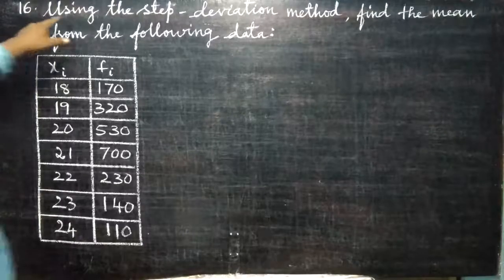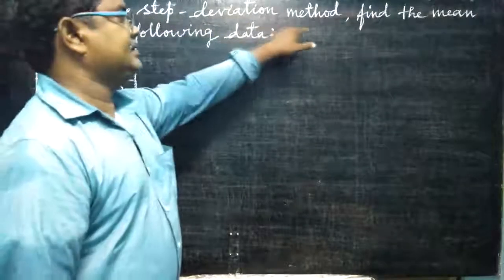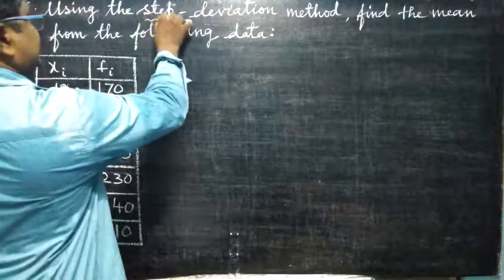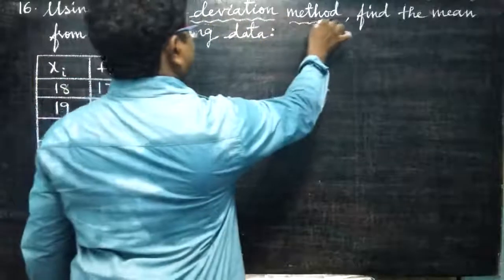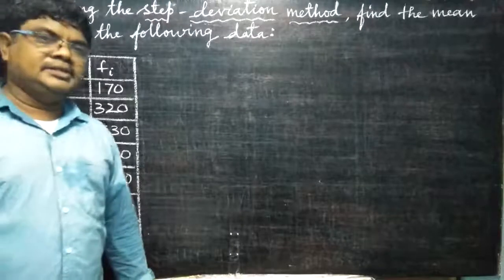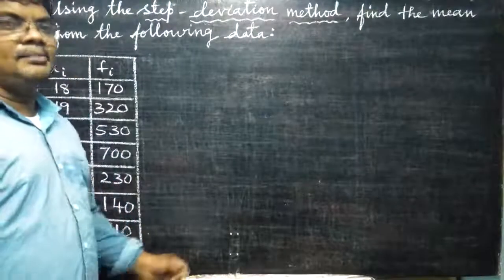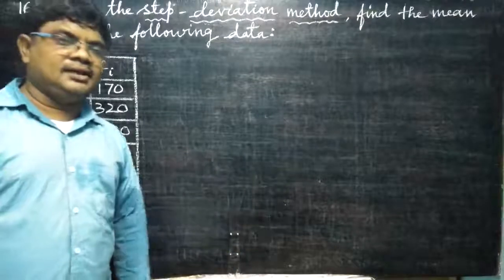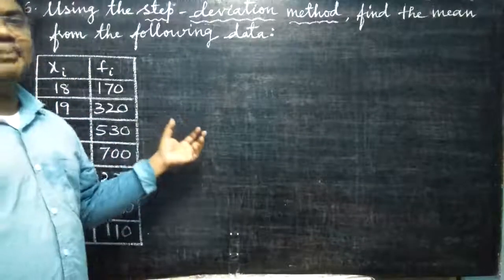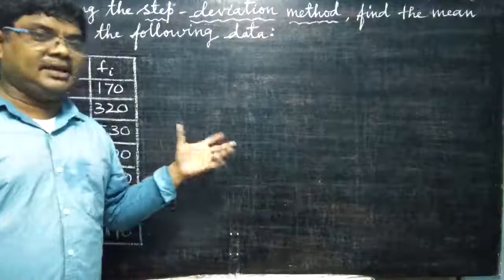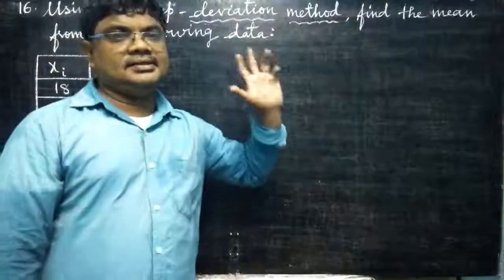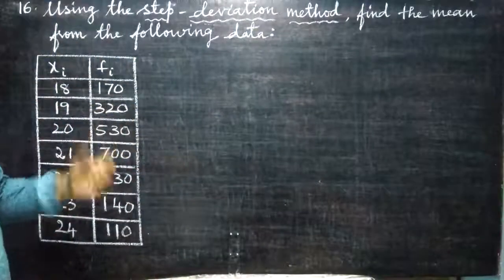16th problem. Using the step deviation method, find the mean from the following data. Which method are they asking? Step deviation method. The first method I taught you, direct method. Formula: mean is equal to sigma fi xi by sigma f. The second method we just learned, assumed mean method. Mean is equal to A plus sigma fi di by sigma f. And the third method I am going to do now, step deviation method. Small deviation is there, just one step only.